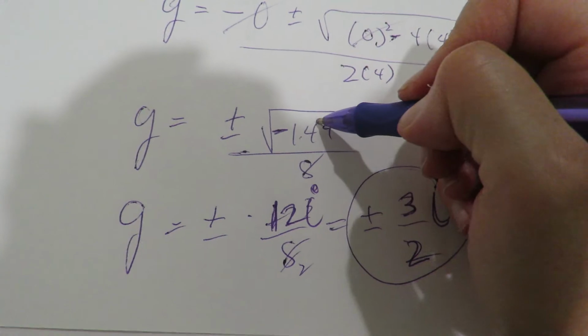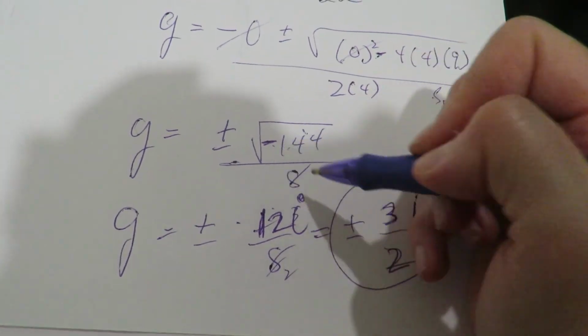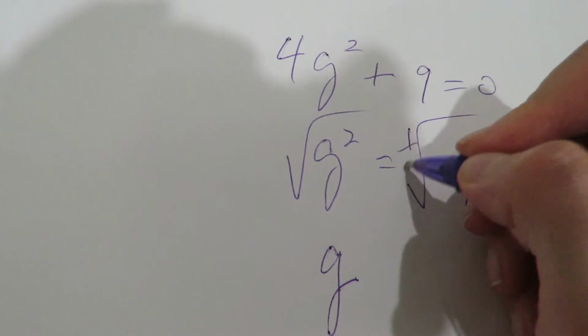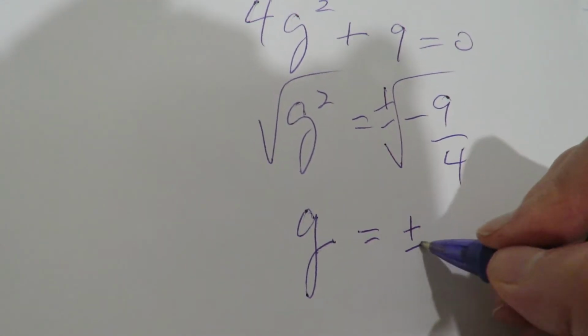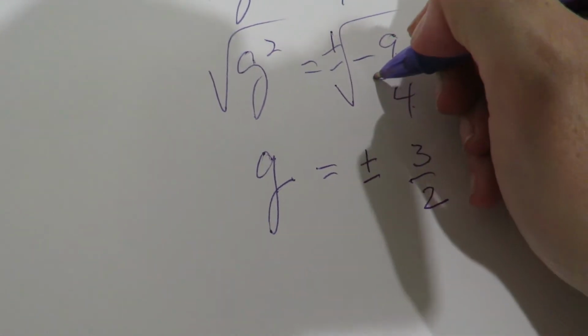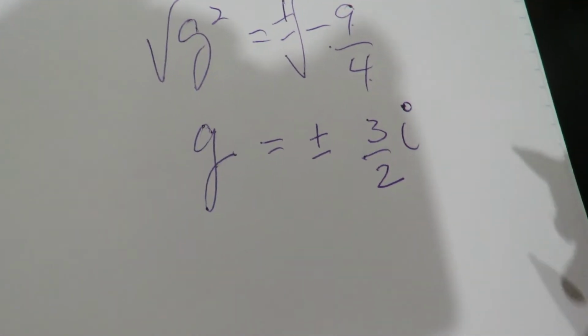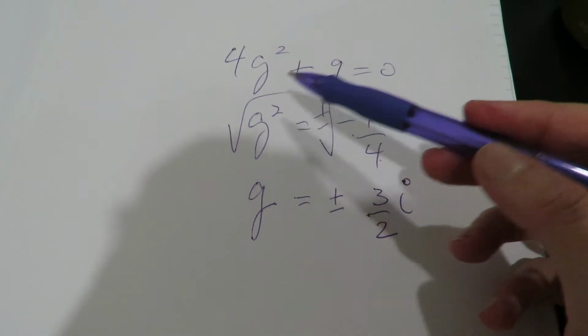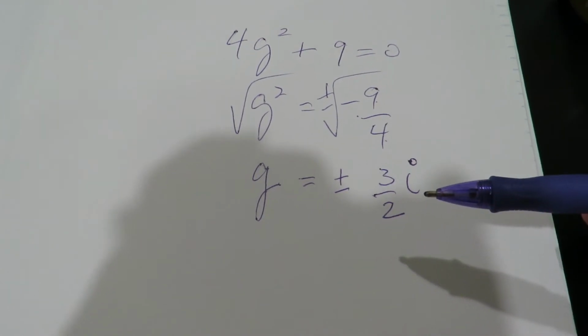So the square root of 144 is 12. The negative comes out as an i. Alright, but doing it the quick way, you get this. Then you take the square root of both sides. So g equals plus or minus. Square root of 9 is 3. Square root of 4 is 2. Square root of a negative is i. So you can see that this is the technique you would use. You'd use the square root method for this, and it's much quicker.